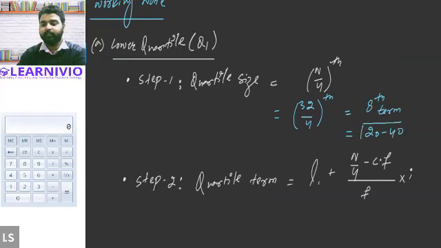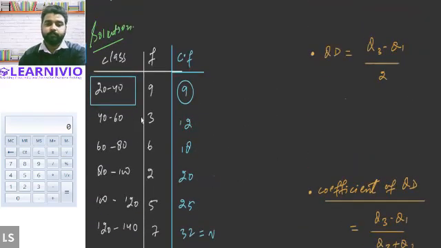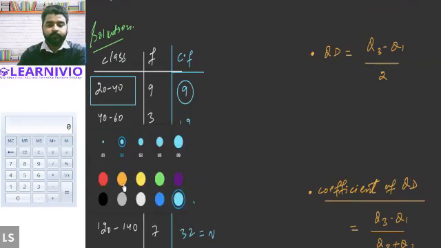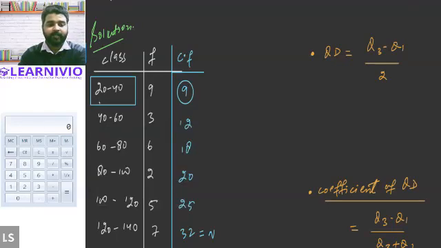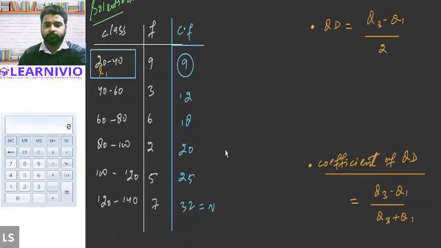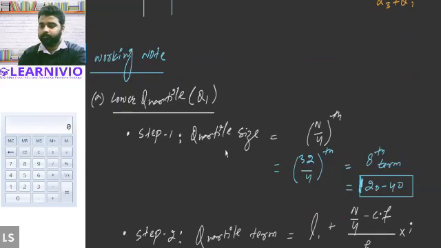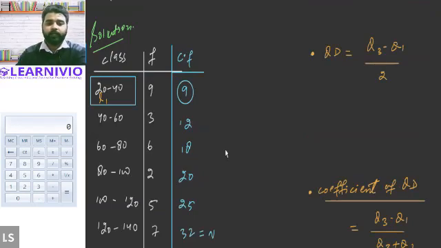This is our quartile class. We haven't yet calculated the quartile value; we have just calculated the quartile class. Is that clear? Until this point, any doubt, Alexander? No doubt. Now the important part comes into picture. In the quartile class, pay attention. The first item of the quartile class is called L1. And the cumulative frequency just in front of the quartile class is called F. This is our F. And the cumulative frequency just above this frequency will be considered as CF. Since there is no value above this frequency, the cumulative frequency will be taken as 0. Getting my point?